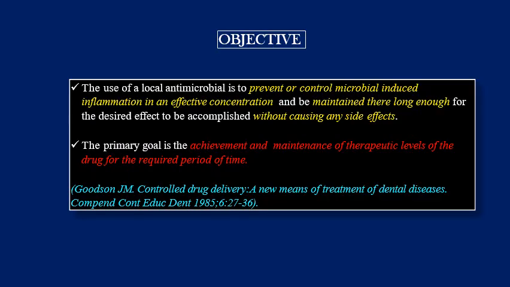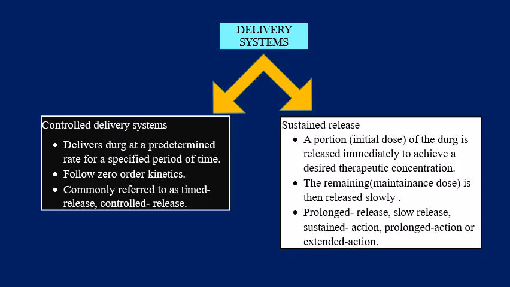The objective of using a local antimicrobial is to prevent or control microbial-induced inflammation in an effective concentration and be maintained there long enough for the desired effect to be accomplished without causing any side effects. The primary goal is the achievement and the maintenance of therapeutic levels of the drug for the required period of time. Delivery systems are basically classified into two.